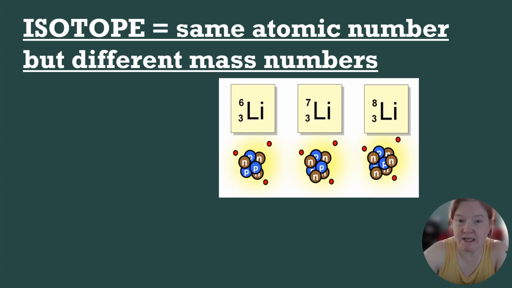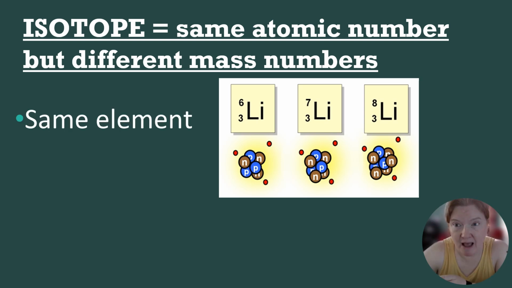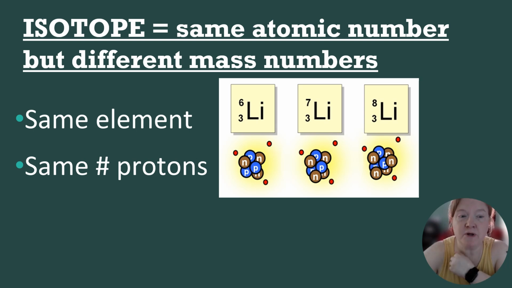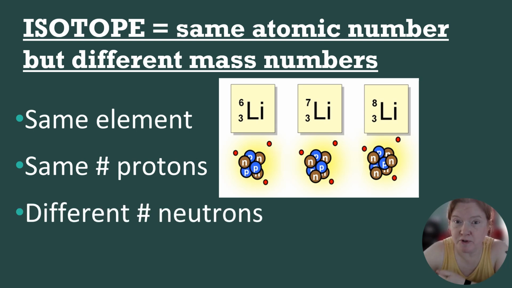Now, what are isotopes? Isotopes have the same atomic number, but different mass numbers. So that means they are the same element, so they have the same number of protons, but a different number of neutrons. So the same atomic number, different mass number, same element, same number of protons, different number of neutrons.